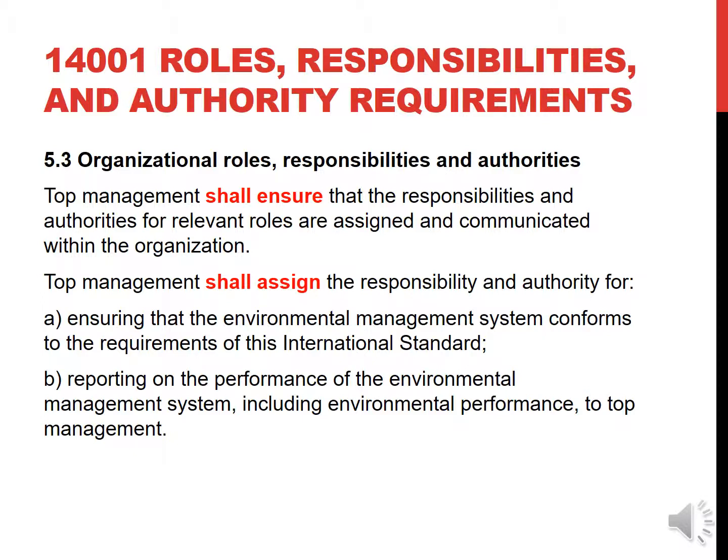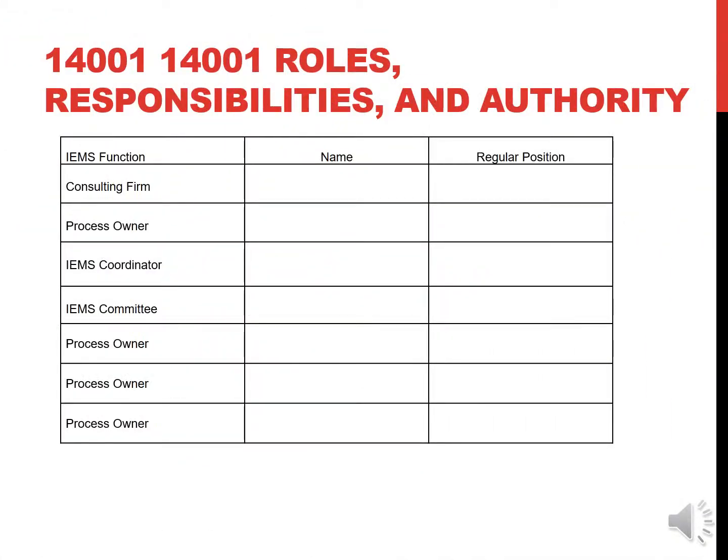So the performance of the EMS, as evidenced from the documents emerging from operational processes and from measuring and monitoring and from audits and management reviews, has to make it to top management, and the leaders have to define how this is going to happen. Who is responsible? Who has the authority to make it happen? One way to do it is to provide a simple responsibility matrix. You can see this is relatively straightforward.